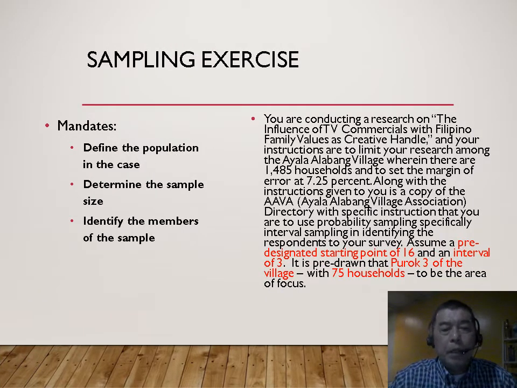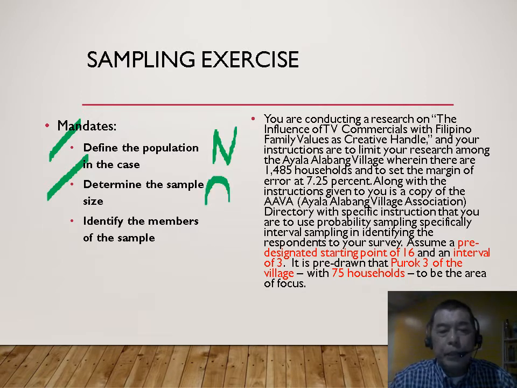So here is the mandate. You define the population in the case, and then you determine through a sample computation the sample size. So the population is designated by a capital letter N, and the sample size is designated with the small letter n. Okay? And identify the members of the sample. You will identify the members of the sample.